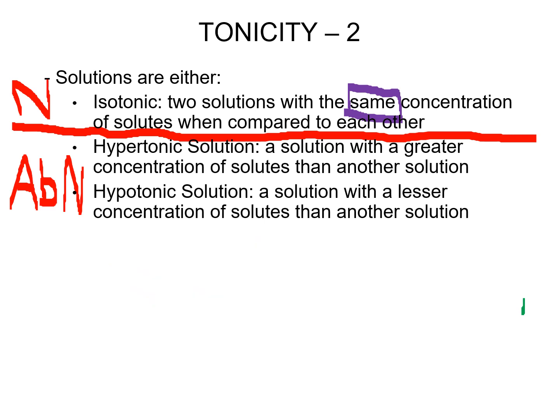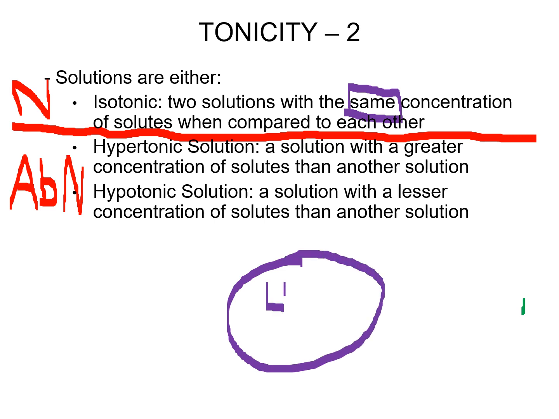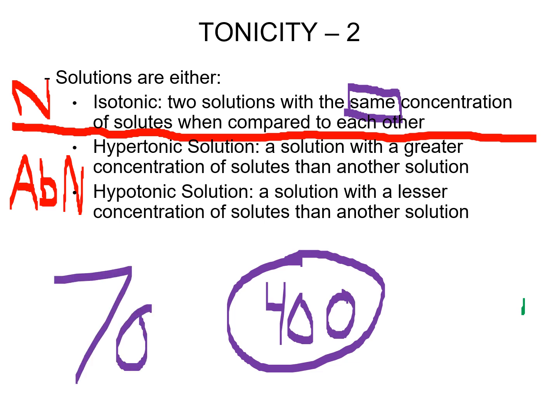Now let's flip the script. What if we have this? What if we have inside the cell 400 solutes or particles, and we have 70 on the outside of the cell? So once again, concentration gradient is evident. And if we can't move the solute, we're going to move water. But what's going to happen is water is going to move from the outside to the inside. So this is what happens in a severe hypotonic solution.